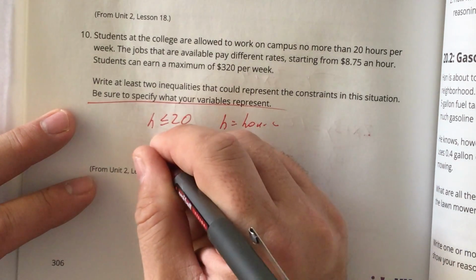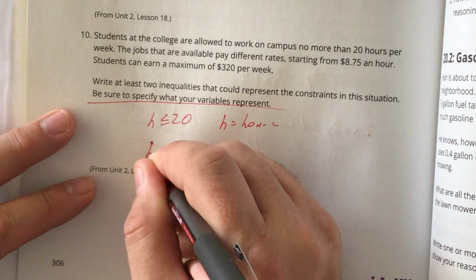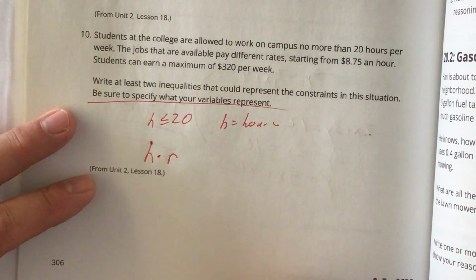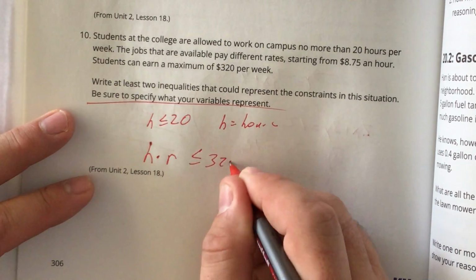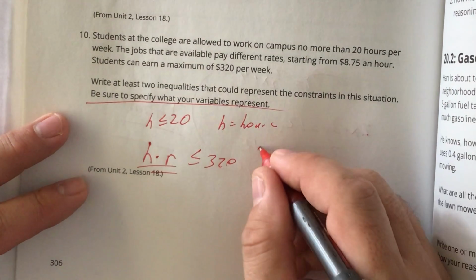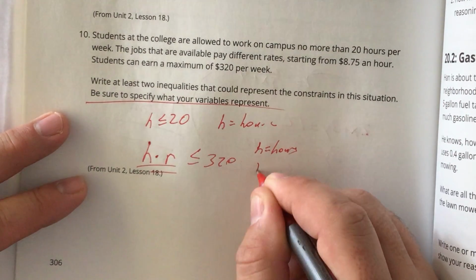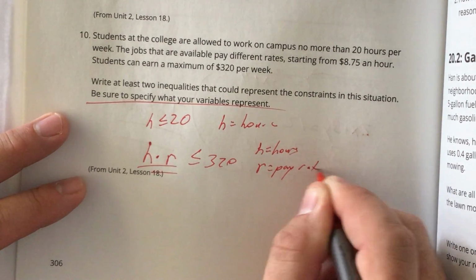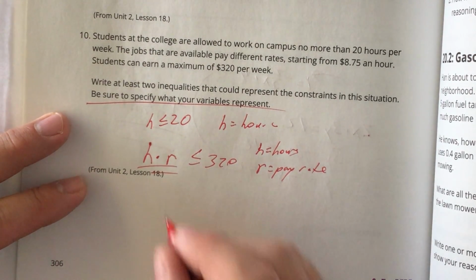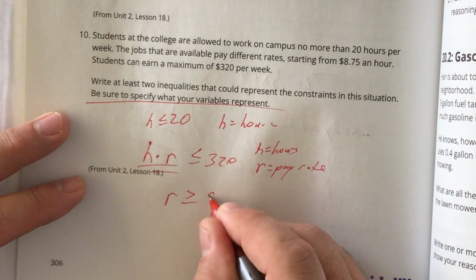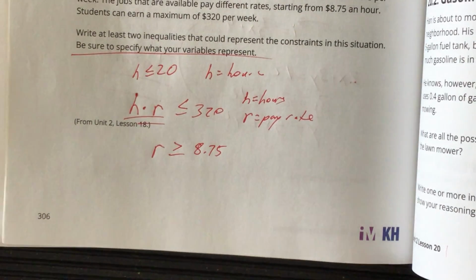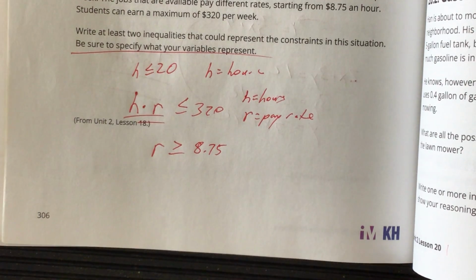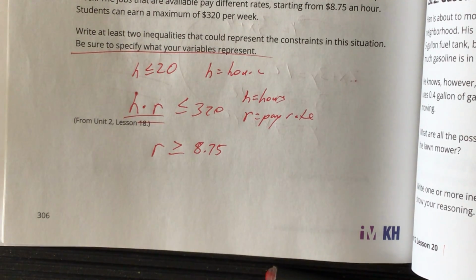That would be hours times how much I get paid. Maximum. That'd be less than or equal to 320. This would be my pay: hours times pay rate. What would you do for the rate? My rate is going to be at least, so I'm either getting $8.75 an hour or more. There's another one. It says at least two, there's three.